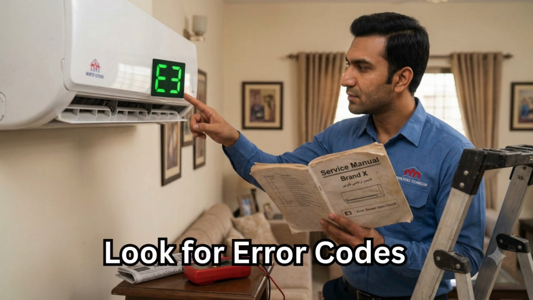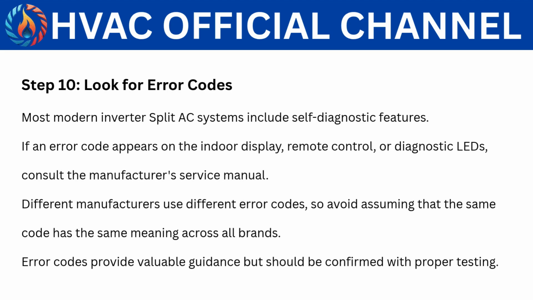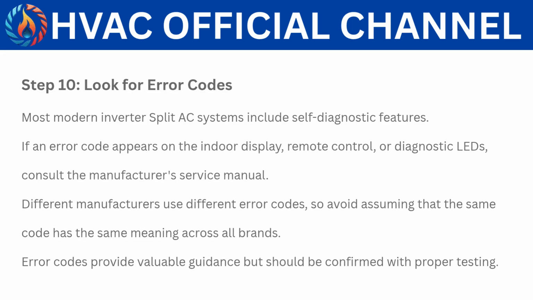Step 10. Look for error codes. Most modern inverter split AC systems include self-diagnostic features. If an error code appears on the indoor display, remote control, or diagnostic LEDs, consult the manufacturer's service manual. Different manufacturers use different error codes, so avoid assuming that the same code has the same meaning across all brands. Error codes provide valuable guidance, but should be confirmed with proper testing.